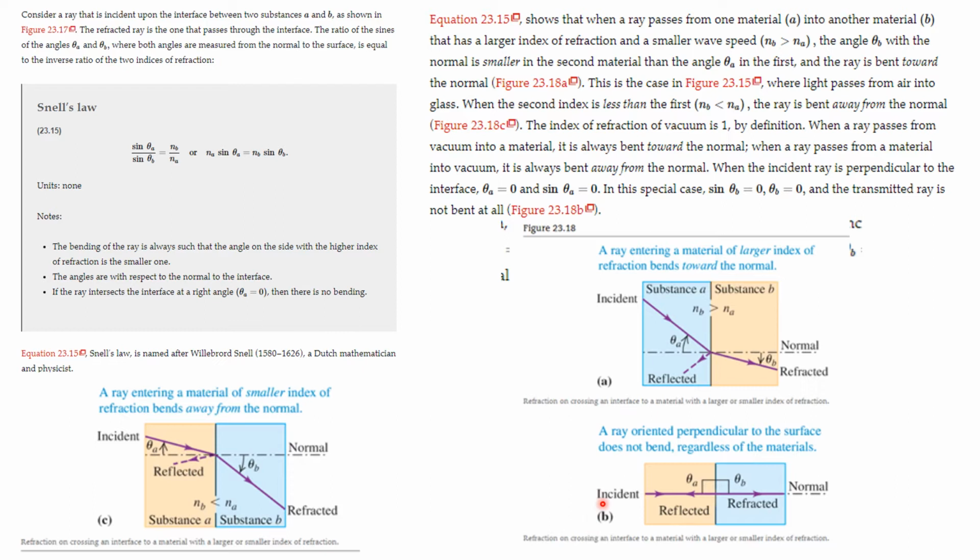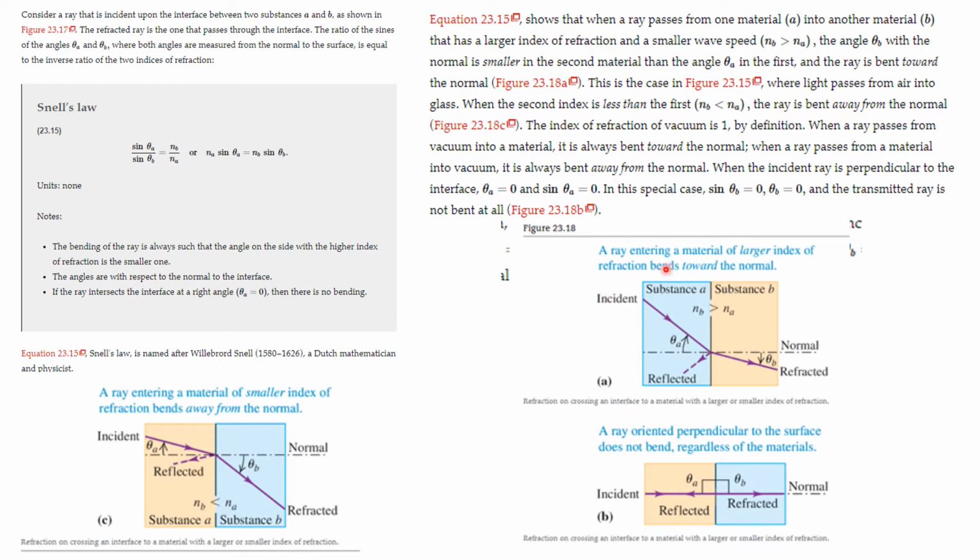So you see, if the incident ray intersects the boundary at a 90-degree angle, there is no refraction. If it goes from a material of larger index of refraction into one of smaller index, so nB is less than nA, and this is substance A, we're going into one that has less, we're going to be bending away from the normal. So here theta B is going to be bigger than theta A.